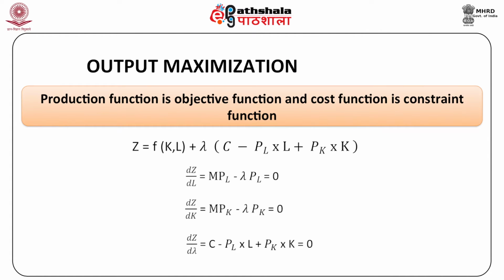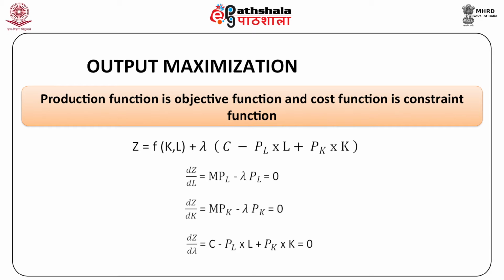In order to maximize the output with the given constraint, students may use the Lagrange multiplier, where the production function is the objective function and the cost function is the constraint function as follows. Z is equal to a function of K, L plus lambda (C minus (PL into L plus PK into K)), which is represented by equation number 9.